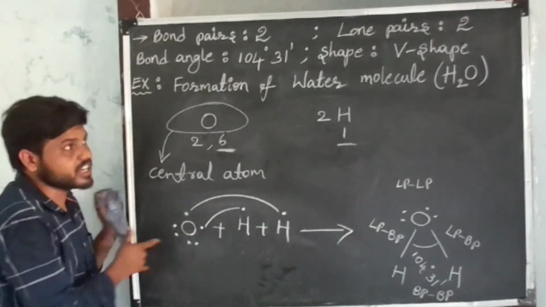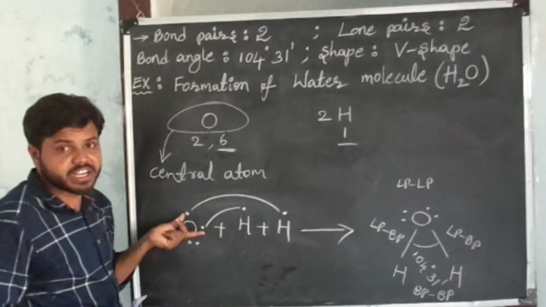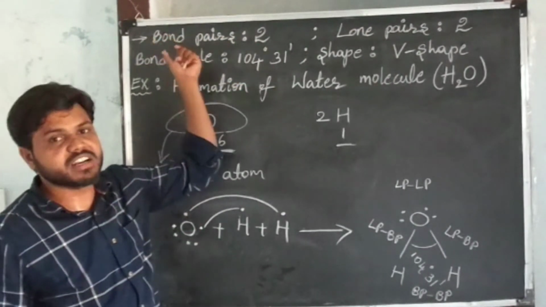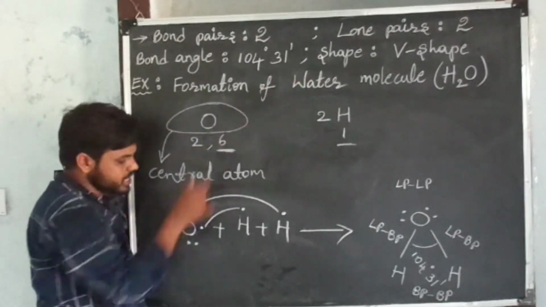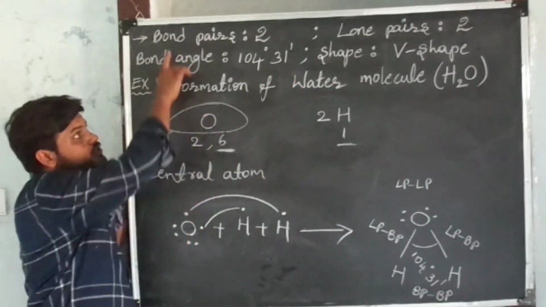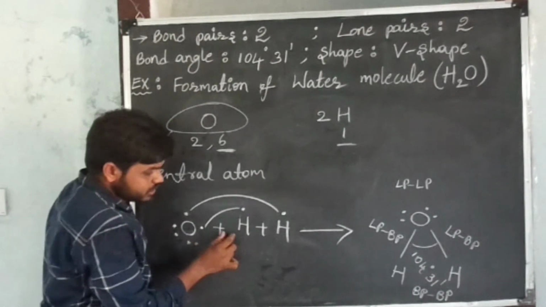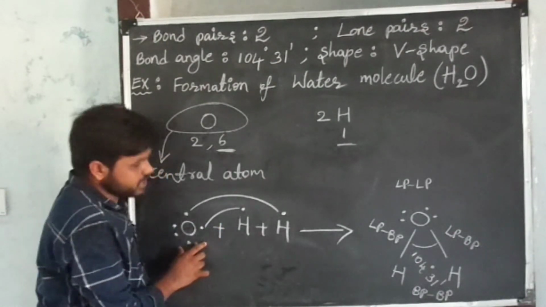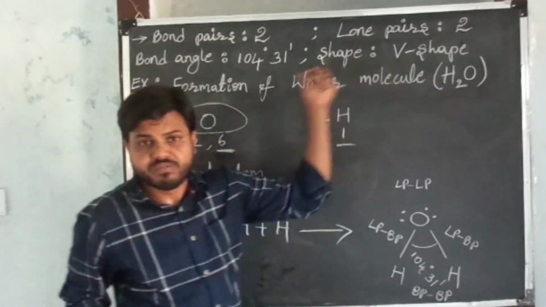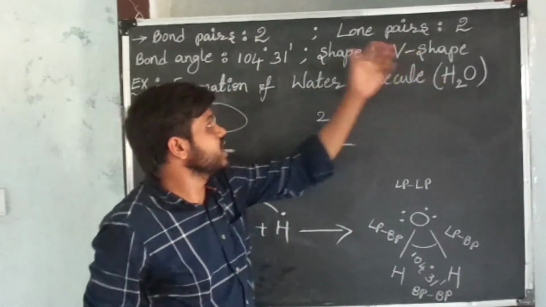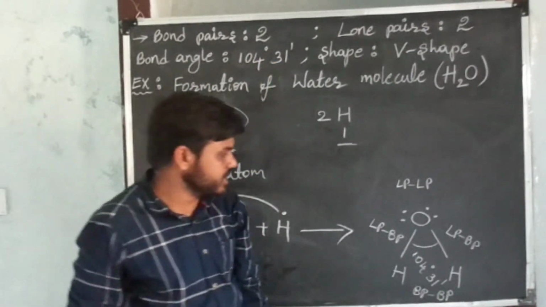So these 4 electrons give 2 lone pairs in the valence shell, and these 2 bond electrons give 2 bond pair electrons around the central atom. Finally, we get the water molecule in V shape, and the bond angle between bonded atoms is 104 degrees 31 minutes.